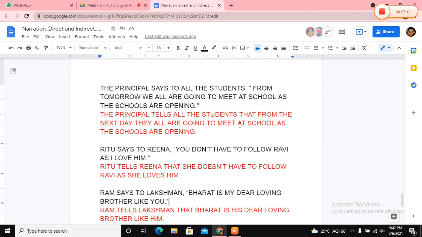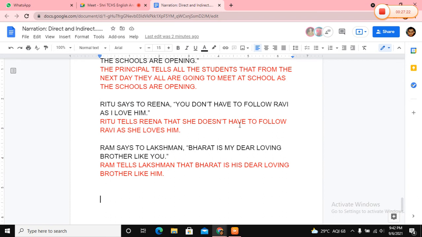Ritu says to Reena, "You don't have to follow Ravi as I love him." Ritu tells Reena that she doesn't have to follow Ravi as she loves him. Ram says to Lakshman, "Bharat is my dear loving brother like you." Ram tells Lakshman that Bharat is his dear loving brother like him.